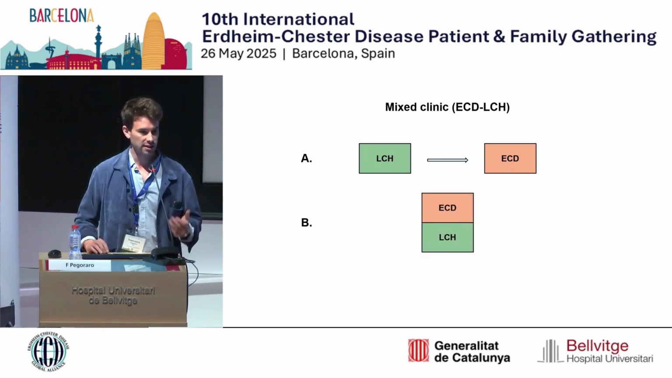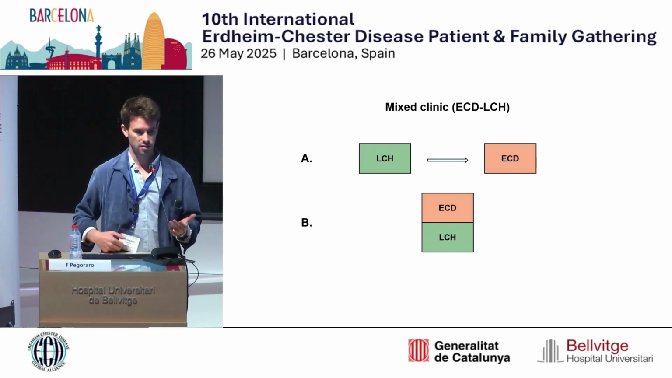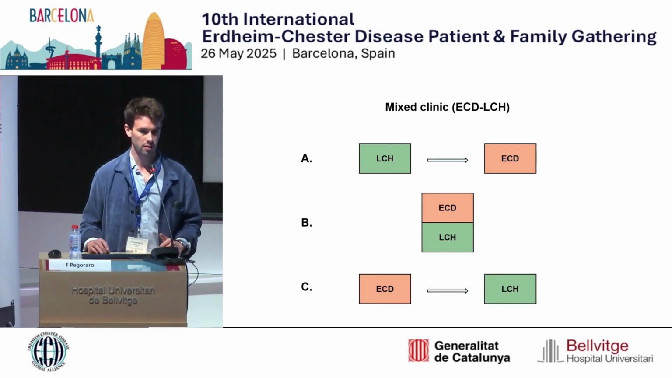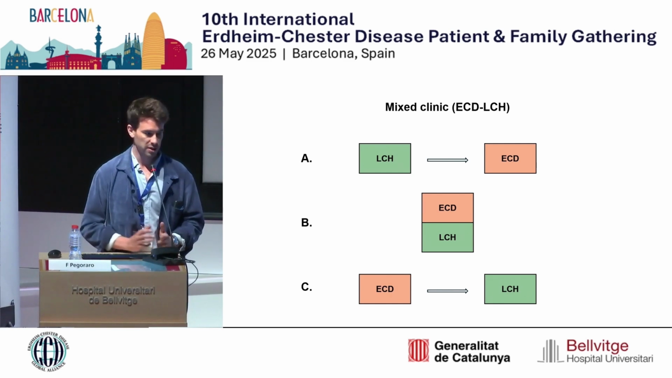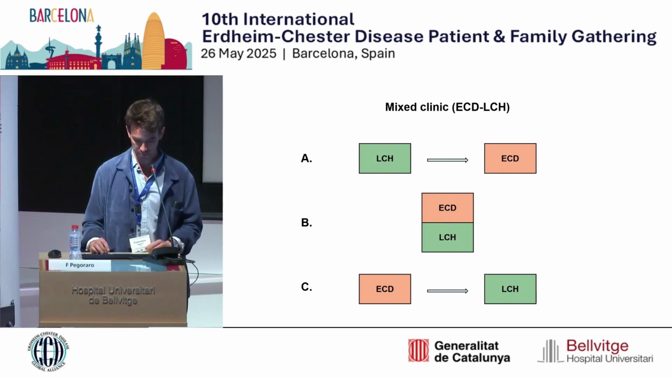But we can also find, at the same time, that when we diagnose one of the two diseases, we diagnose both. And this is quite common as well. And more rarely, but that's possible, we have seen that in our cohort, a patient with ECD, clearly ECD, that at some point develops, as I said, fractures or skin lesions or other features that can really point towards LCH. So any of these patterns is possible.